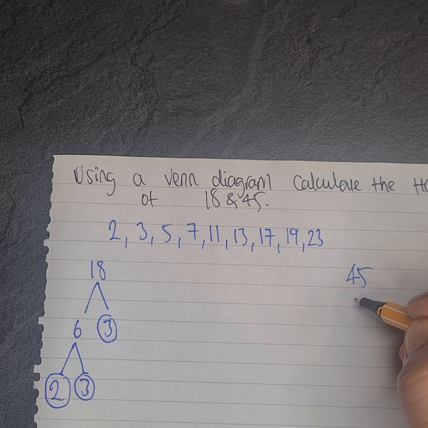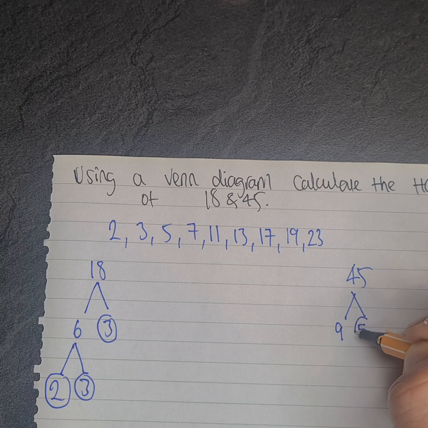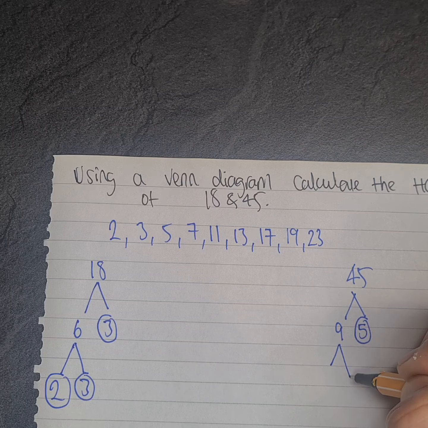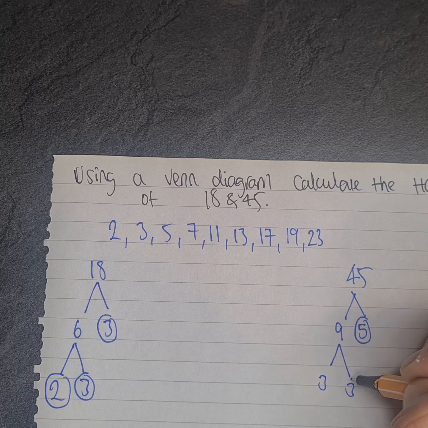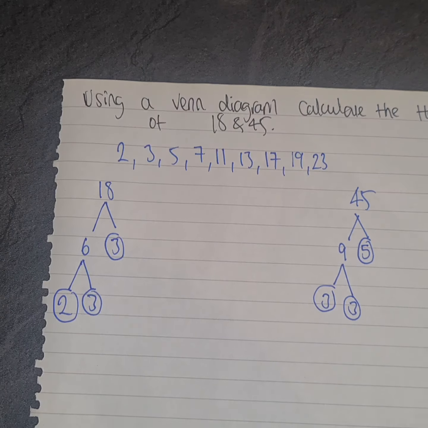And I do the same thing for 45. So you'll have 9 and 5. 5 is a prime number. And for 9, you'll have 3 and 3, which are also prime numbers, okay? So we'll move the page down.